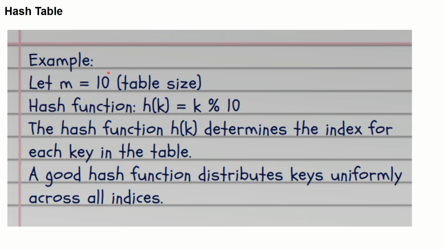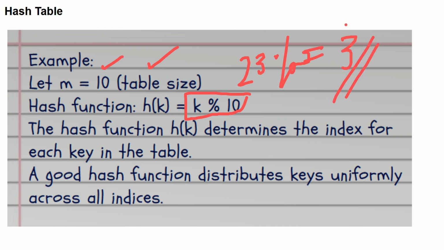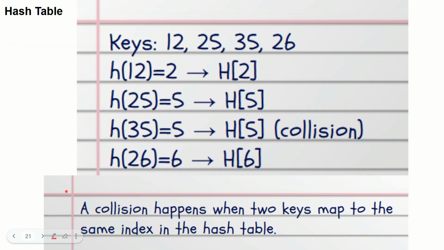So this is a small example which we have discussed in the class. Suppose the table size is 10. This is the hash function, right? Suppose you have a value 23. What does this hash function return? It returns the index 3. That means we need to store it at the third index in the hash table, right?